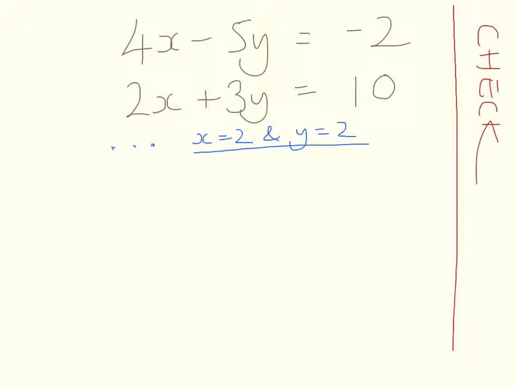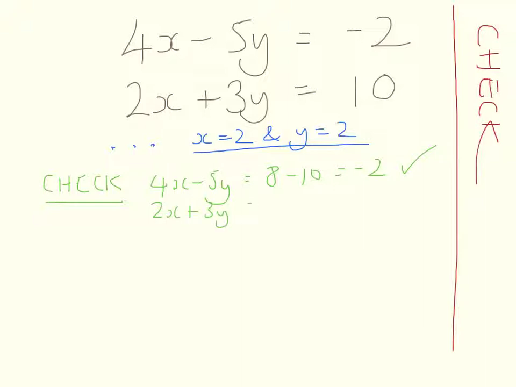So there's the original problem and there's our answer, and we're going to check it. So write check helps the person reading it know what you're doing. And substitute into the first equation 4x minus 5y, well that would be 4 times 2 is 8, minus 5 times 2 is 10, that equals minus 2. So the first equation works. Substitute into the second equation, 2 times 2 would be 4, plus 3 times 2 is 6, so that one equals 10, and that's true also. That's the way to do a check.